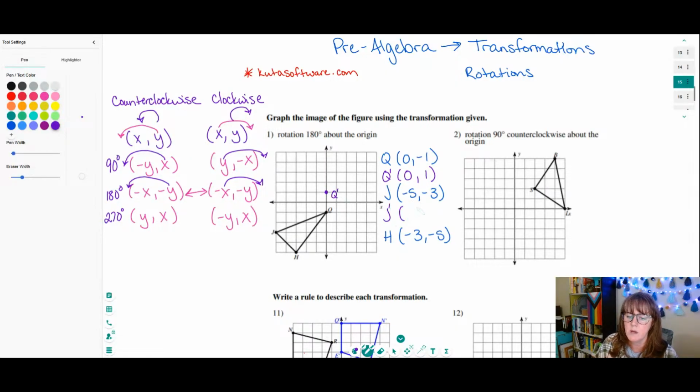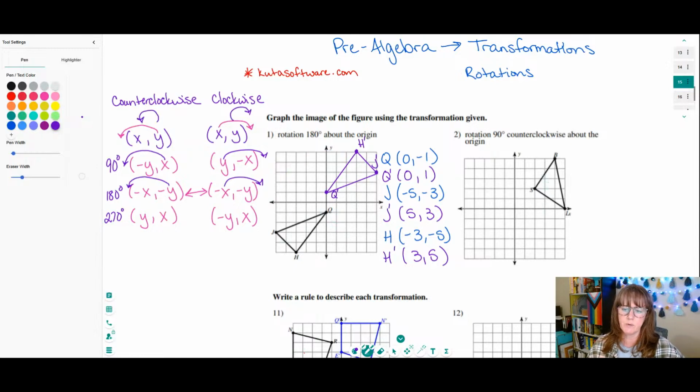For J prime, again, these don't switch. The signs switch. That's the only thing that changes about a 180 degree rotation. So for J prime, we've got -5 and then +3. So that's J prime up there. And then for H prime, again, we're just switching the signs. So now we've got 3, 5. That's H prime. And then let's connect all of our points with a straight line. So we can see that this triangle has just rotated up to this first quadrant from the third quadrant.